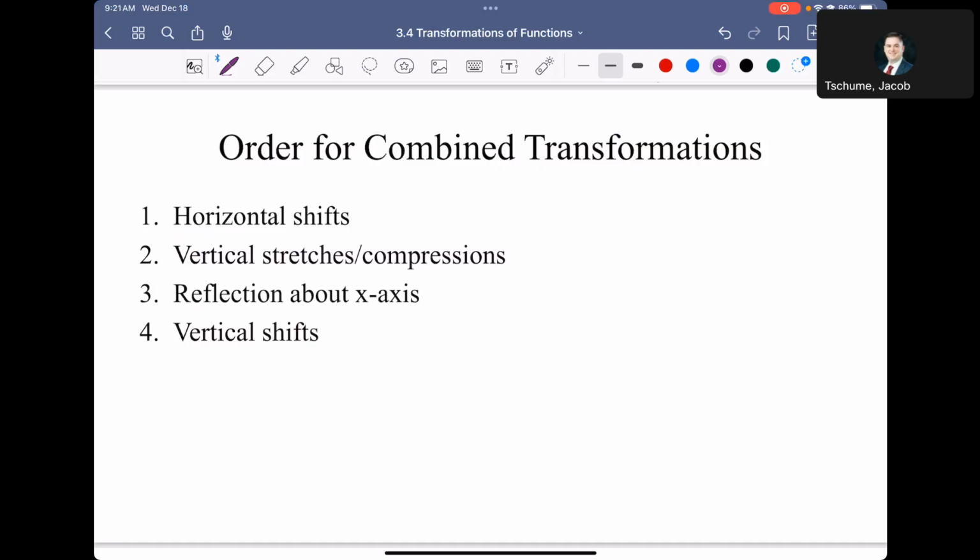Do the horizontal shifts because those are tricky because they work backwards. Vertical stretches and compressions: is it skinnier? Is it wider? Figure that out. Reflection: is it going to flip upside down? Look for that negative in the front. And finally, a vertical shift. Should you shift your graph up or down a certain number? Look if there's a number added or subtracted on the end.